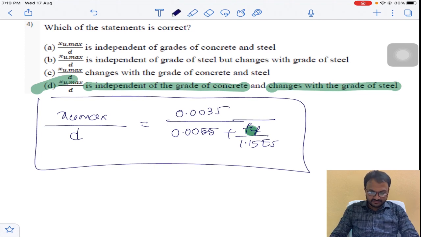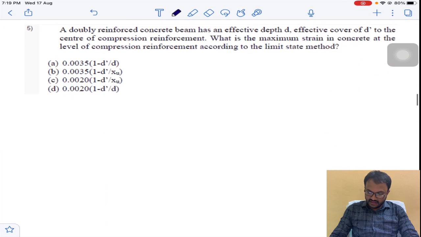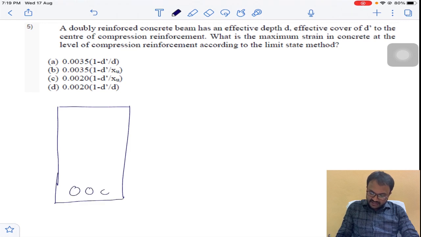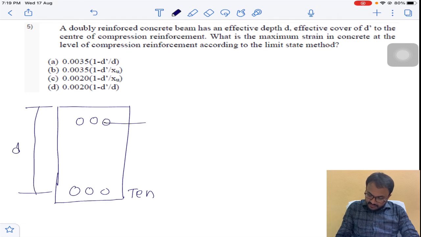Coming to question number 5, doubly reinforced concrete section. Generally, a doubly reinforced concrete section means we provide steel on the tension side and steel on the compression side. From here to here, the depth is the effective depth. From here to here, this is d dash. Now we have the formula for stress-strain in this range.